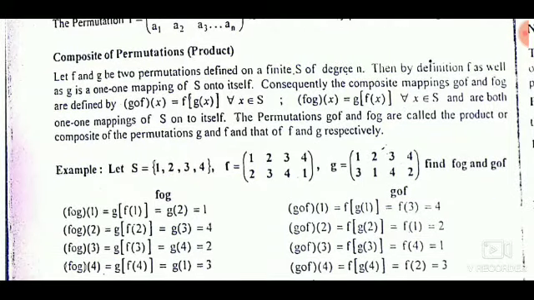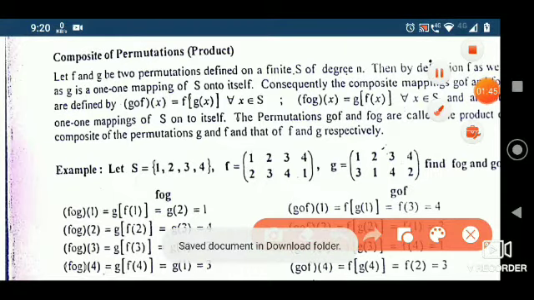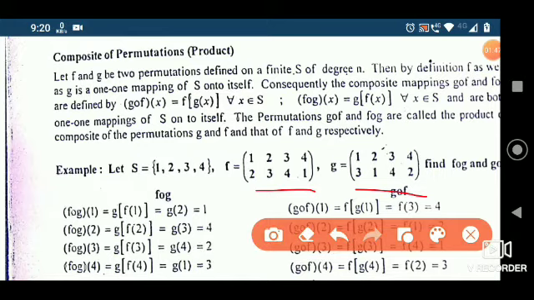Next is composite of permutations. So it's written as a product. What is the product? Product of two functions. So if you have two permutations, say f and g, see this example, f and g, two permutations, then the multiplication of these two is called the composite permutation. How do you multiply these two permutations?